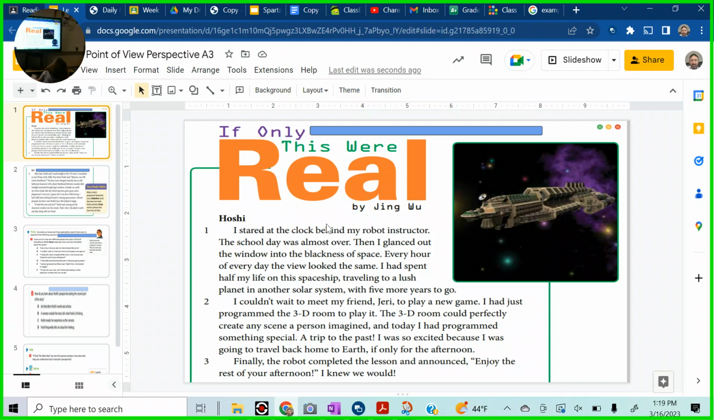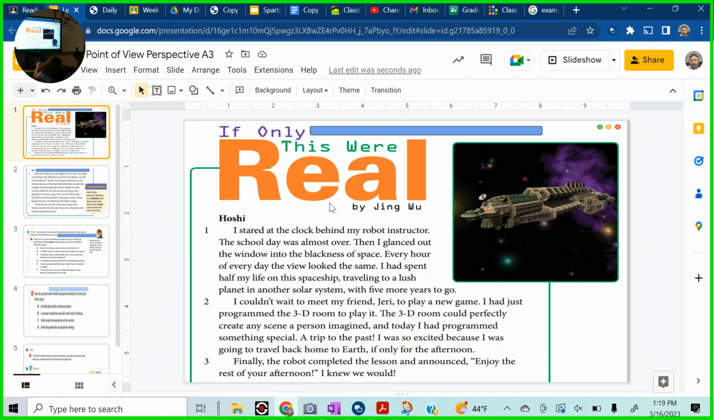I stared at the clock behind my robot instructor. The school day was almost over. Then I glanced out the window into the blackness of space. Every hour of every day, the view looked the same. I had spent half my life on this spaceship, traveling to a lush planet in another solar system with 5 more years to go. I couldn't wait to meet my friend, Jerry, to play a new game.